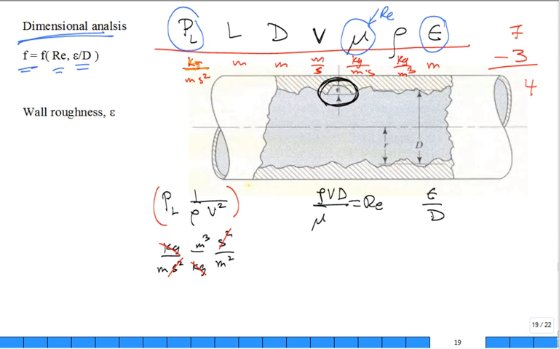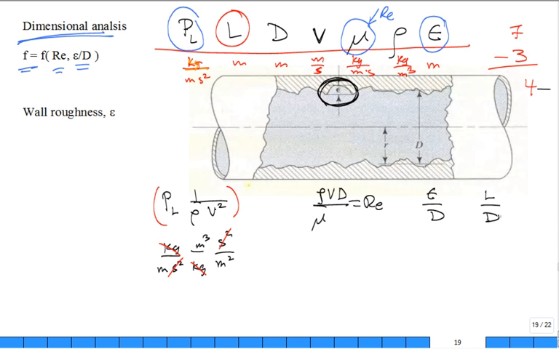I need to pick a 4th parameter. I'm kind of doing a little backwards here, but this is the way they do it anyway. Which one of these have I not used? I haven't used length. So what we can do is introduce L as a fourth parameter, because we needed 4 pi groups, and divide by D, and you're done.